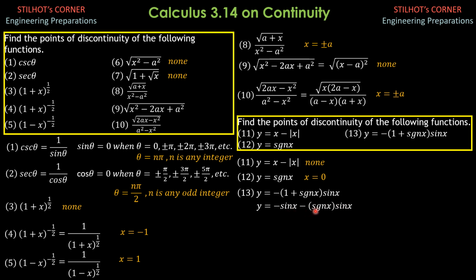Then when x is greater than 0, signum of x is positive 1. So this becomes negative sine x minus sine x. So that means it is equal to negative 2 sine x. When x is negative, it is defined. Negative 2 sine x is defined. When x is positive, negative 2 sine of positive x is also defined. When x is 0, negative 2 sine of 0 is negative 2 times 0, 0. So therefore, for this function, there's no point of discontinuity, because when x is 0, the value of y is 0. So none for number 13.